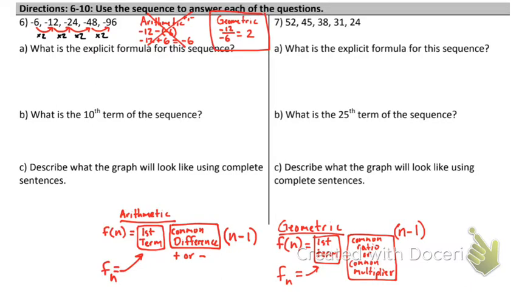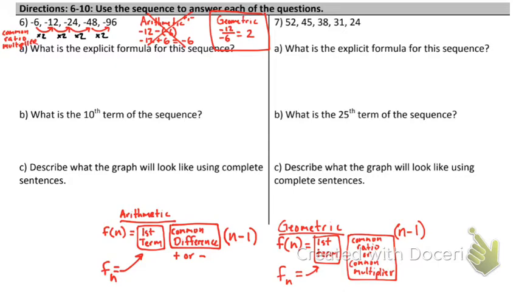Okay? And the number that is multiplying, it has a special name if you remember. This is called the common ratio or common multiplier. It has two names. You can use either one. Okay, so common ratio or multiplier.